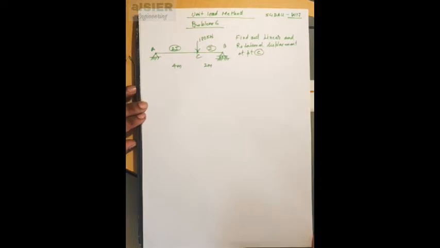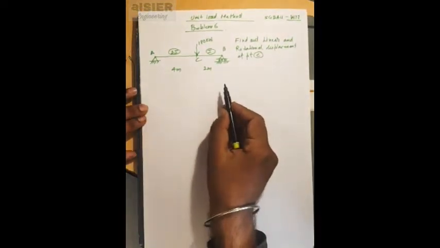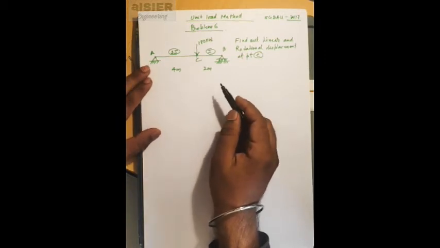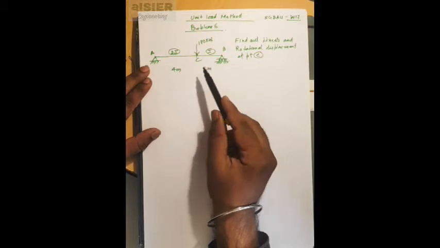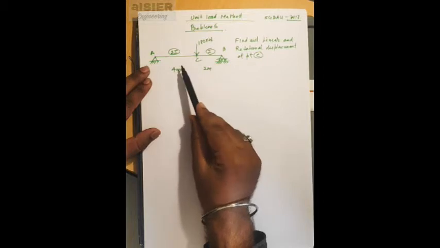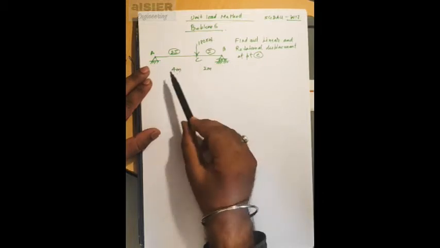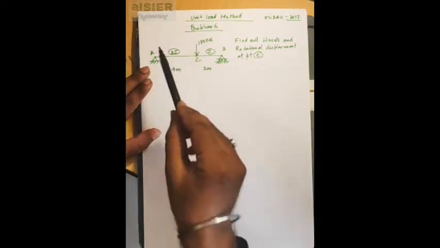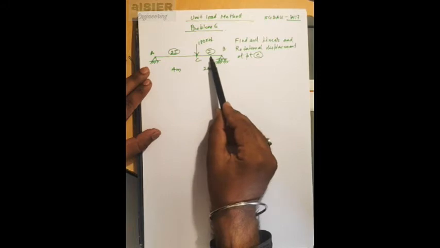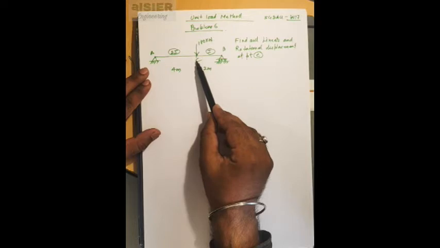We will continue with unit load method, problem 6. In this numerical, a simply supported beam is given with end A as hinge and end B as roller, whereas AB span is of 6 meter, which is divided into two portions, AC of 4 meter and CB of 2 meter. For portion AC, I is 2I, and for portion CB it is I, and a concentrated load of 180 kN is at point C.